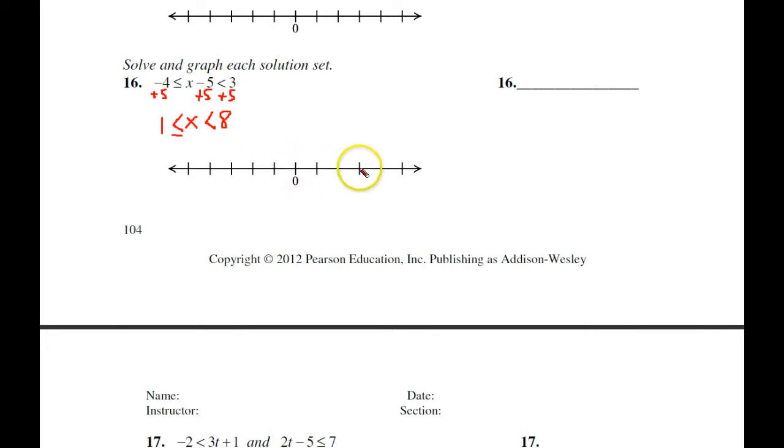So 2, 4, 6, 8, this will be our 8, and our 1 here is right there. So we're going to put a bracket this way and a parenthesis this way, and that's our solution set. So in interval notation, it's a bracket at 1, should put the 1 there, comma 8, parenthesis.